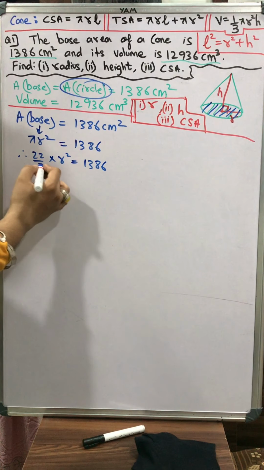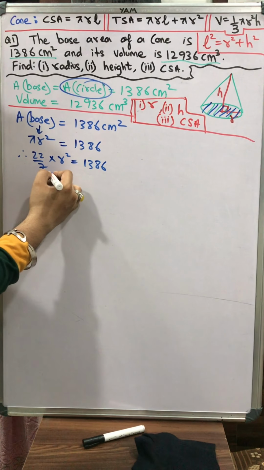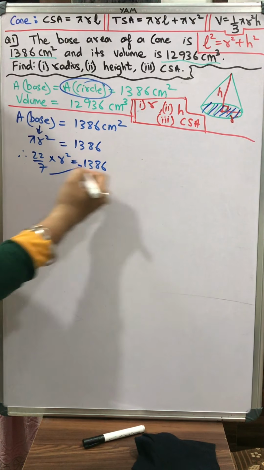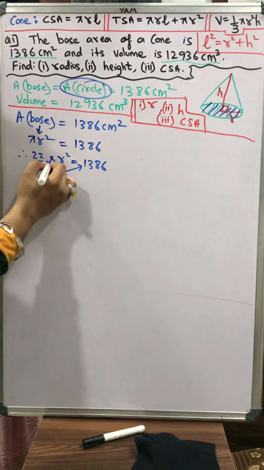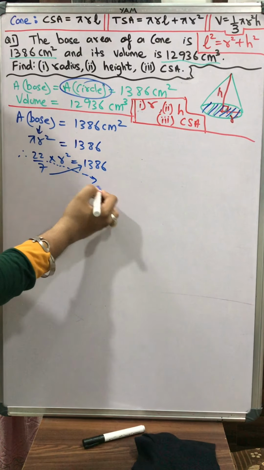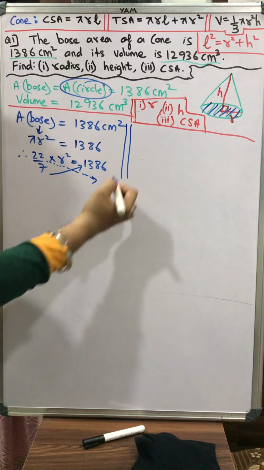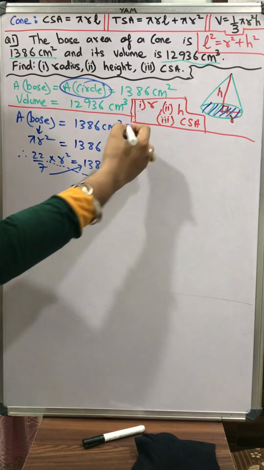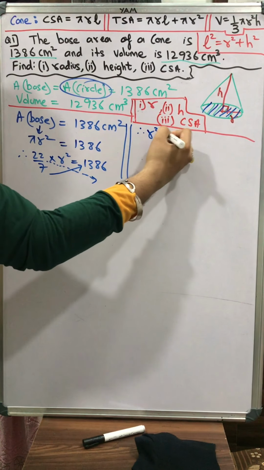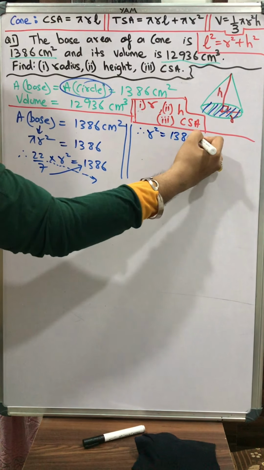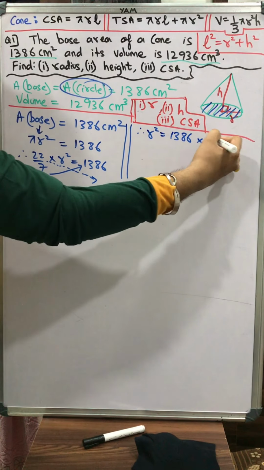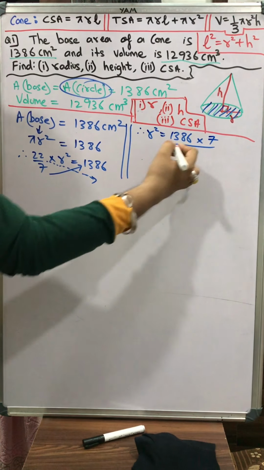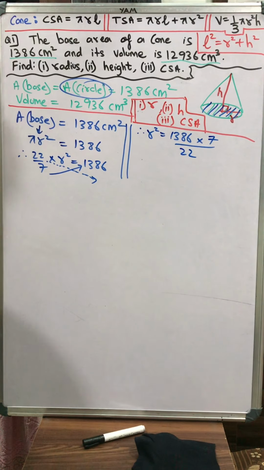Now students, this 7 will go at the top and get multiplied with this 1386, and 22 will go in the denominator of 1386. Please see here, I don't have space, that's the reason I am going on the right hand side. You will not do like this. Therefore r square is equal to 1386 multiplied by 7 upon 22. Okay, great. Now let's do the calculation.